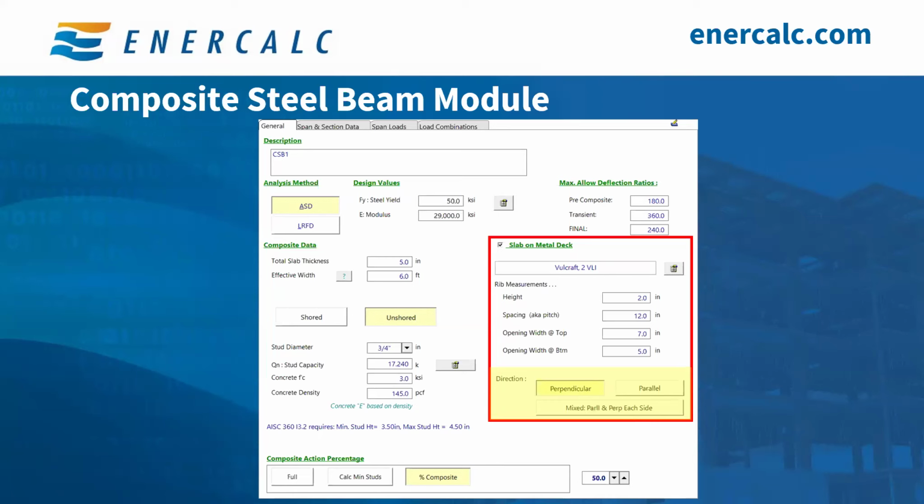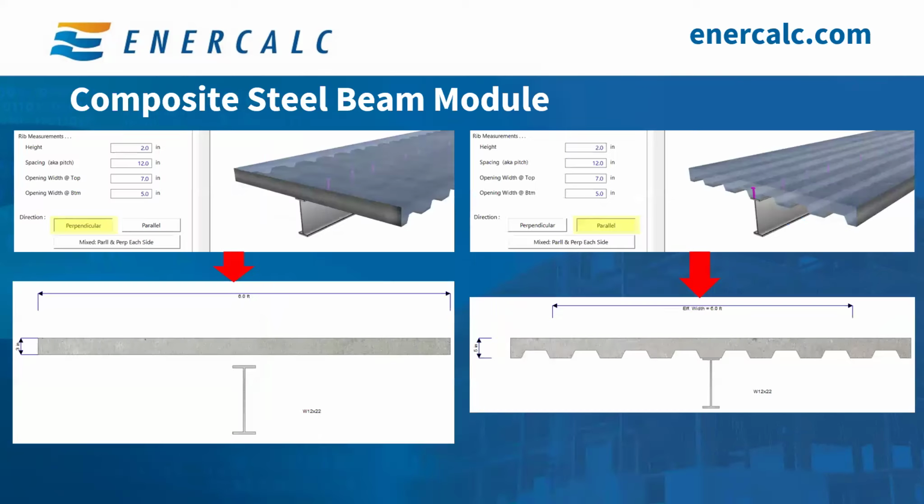And it's worth noting that all of the results, as well as the 2D and the 3D visuals in ENERCALC, update in real time as you make changes. So the 2D and the 3D visuals are an accurate depiction of the input information, and they change with you as you make changes. This is not exclusive to the composite steel beam module. This is throughout most, if not all, of the modules that ENERCALC offers.